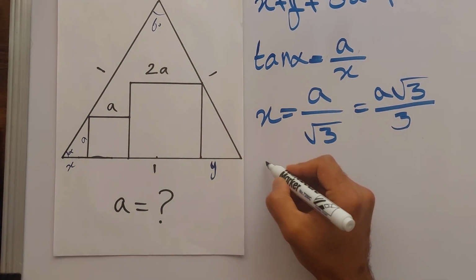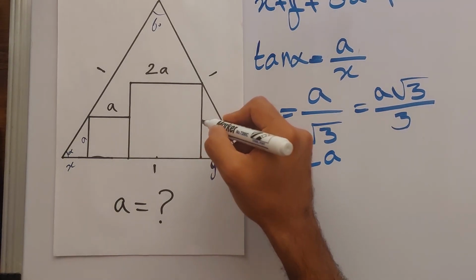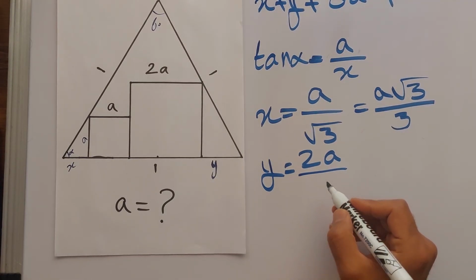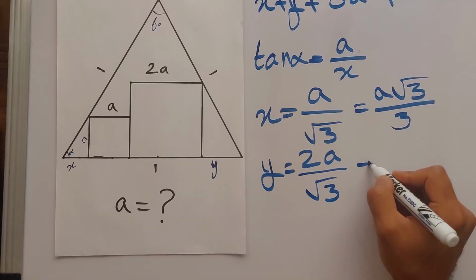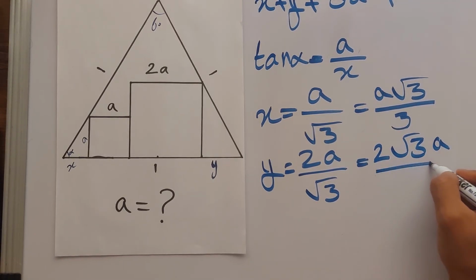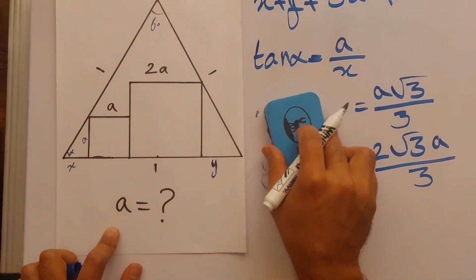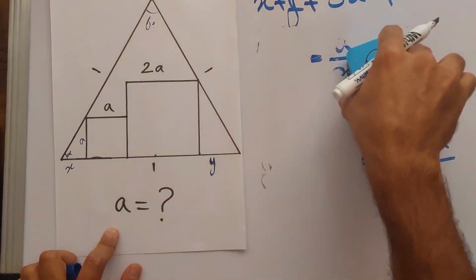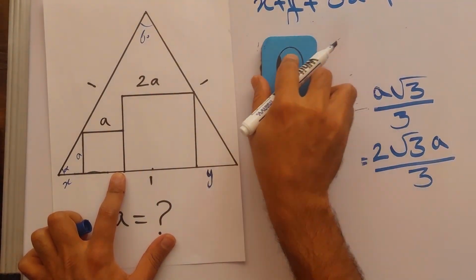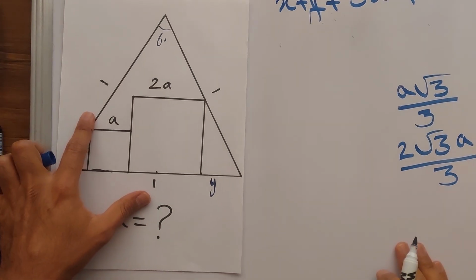But what about y? So y also equals 2a in this part, because the side of this square is 2a, over tangent of alpha, which is square root of 3. In other words, 2 square root of 3a over 3. So now we have the values of x and y. Now let's just substitute that in our original equation or relationship. Just bear with me for a second till I wipe the whiteboard. So let's just substitute now.